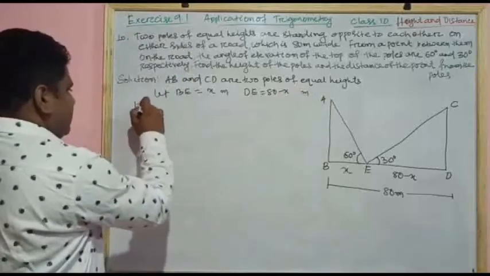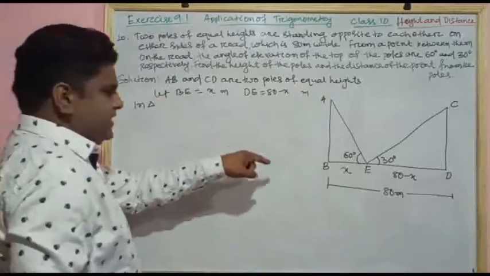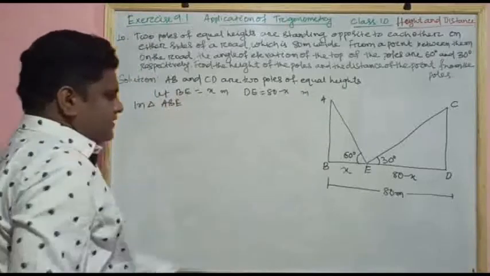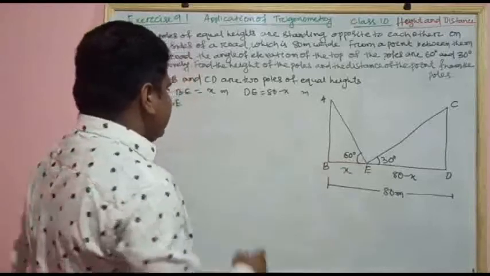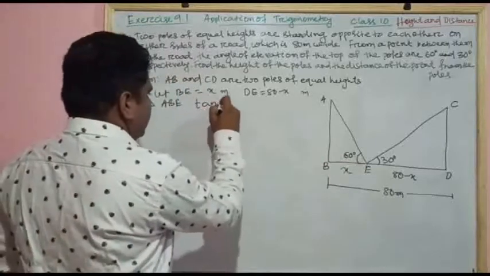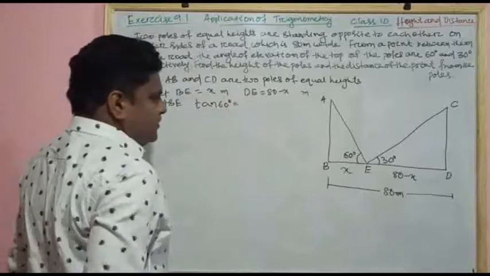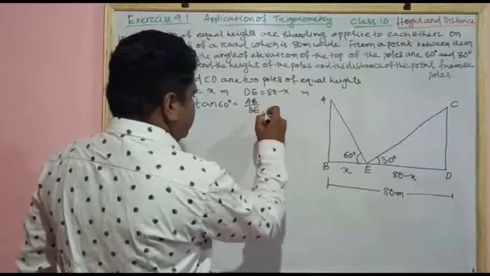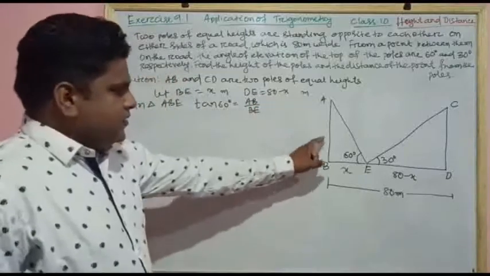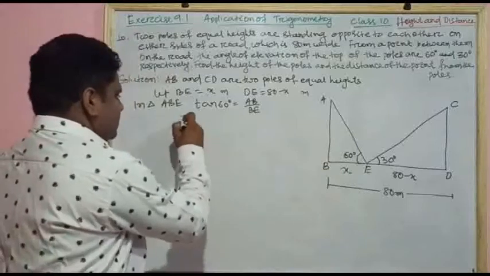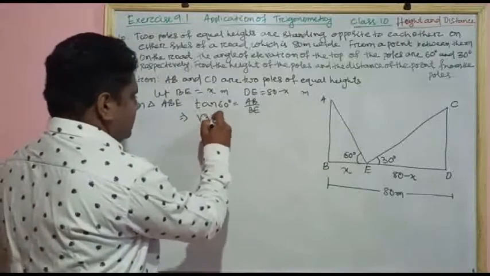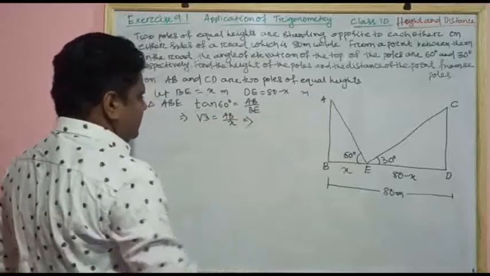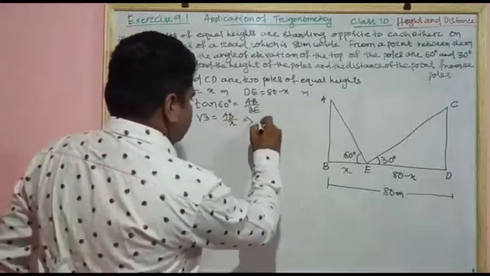In triangle ABE, this angle is 60 degrees, so we can write tan 60 degree equals AB by BE. As we know, tan theta equals perpendicular by base. We know the value of tan 60 degree is root 3, equal to AB by BE, which is x. So this implies that AB equals root 3 x.